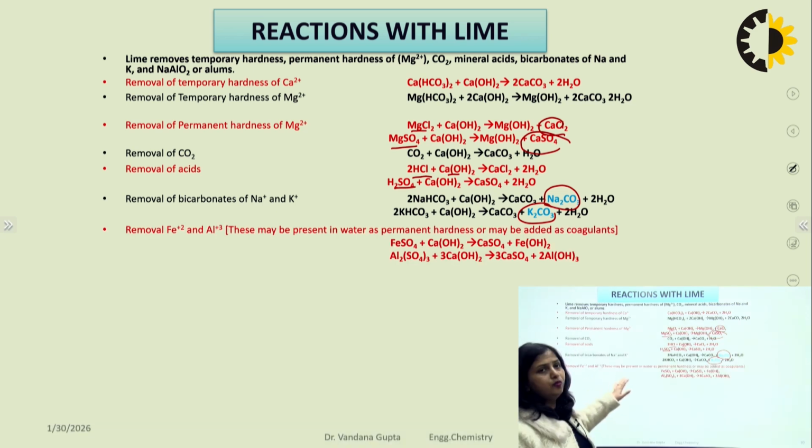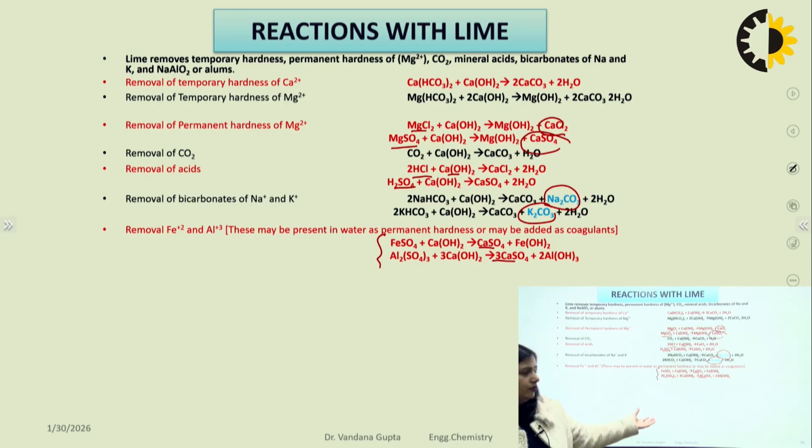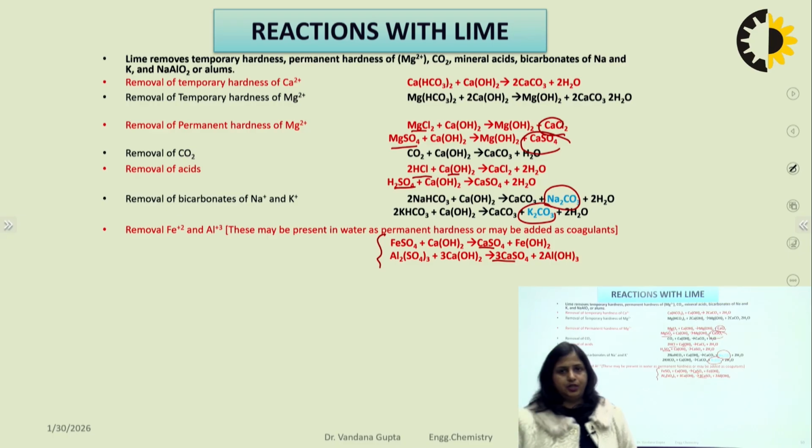Lime can remove permanent hardness of iron and aluminum salts. These salts are present as permanent hardness or they may be added as a coagulant. So these salts react with lime and form calcium sulfate and ferrous hydroxide or aluminum hydroxide. Calcium sulfate will cause permanent hardness of calcium. This hardness will be removed by soda.